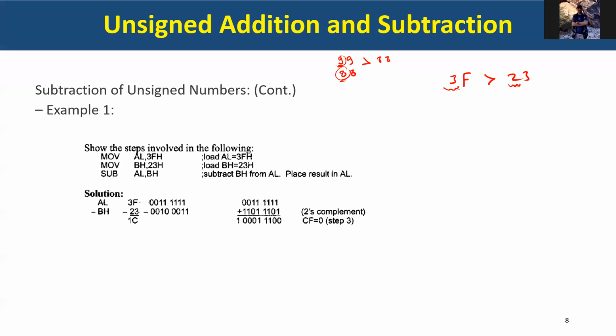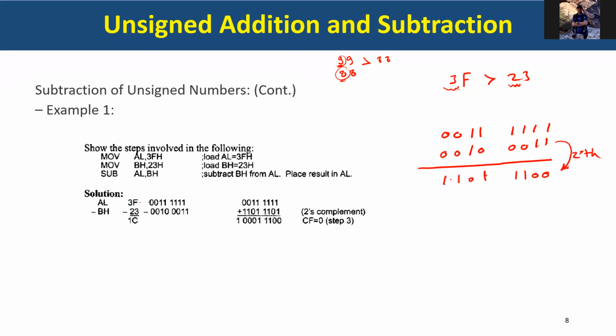So let's do this subtraction. 3F is actually 0011, and the F is 4 ones. 23 is 0010, and the 3 is 0011. We said that we will not do the subtraction in that way. We will take the 2's complement of the second one, the 23. The 1's complement is 1101 1100, then you add 1 here, so it will be 1101 1101, and remember the first operand 0011 1111.